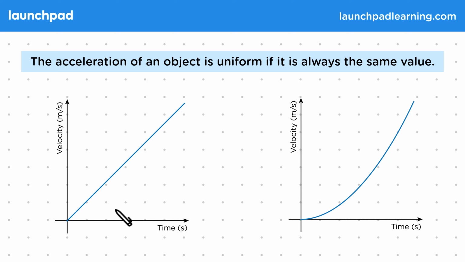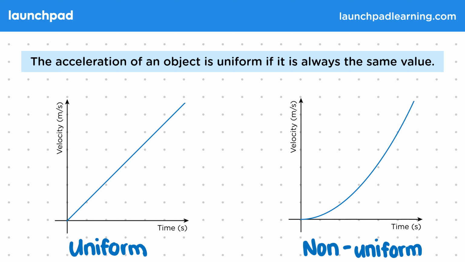For the straight line graph, the gradient isn't changing, which means the acceleration isn't changing. So we can say there is a uniform acceleration. For the curved graph, this gradient is changing, which means the acceleration is changing. So there is a non-uniform acceleration. But how do we know the gradient is changing?